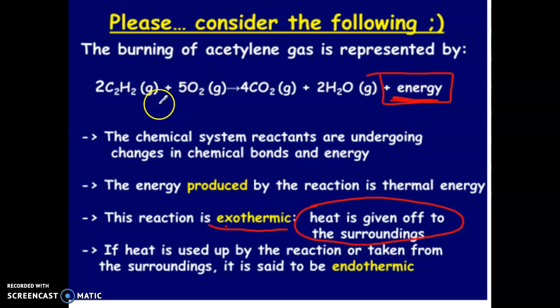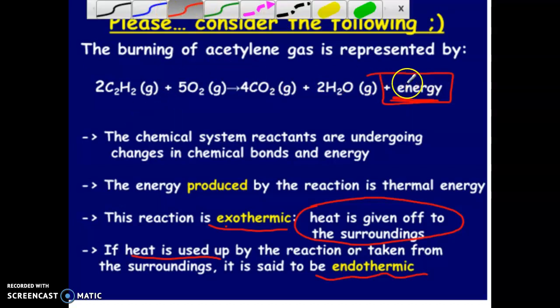Let's say you had energy on the reactant side. If energy is a requirement for that reaction, it would be written on the reactant side, and you would have an endothermic process, which means energy has to be absorbed in order for that reaction to happen. Okay, so another point to bring up, here we have literally the word energy.